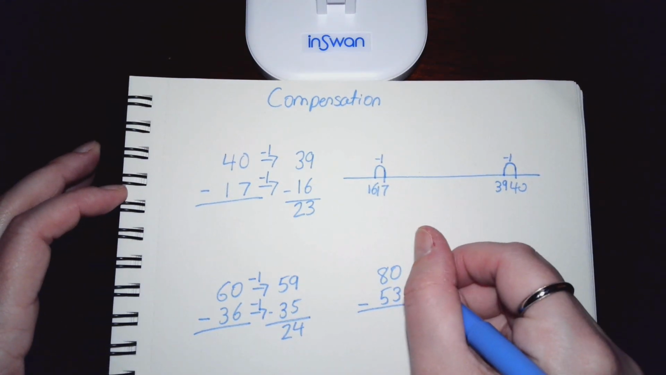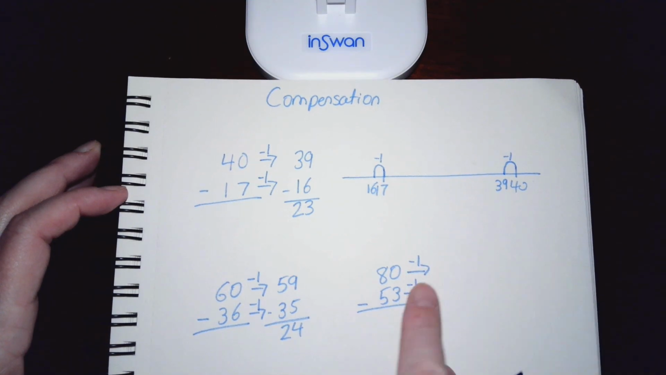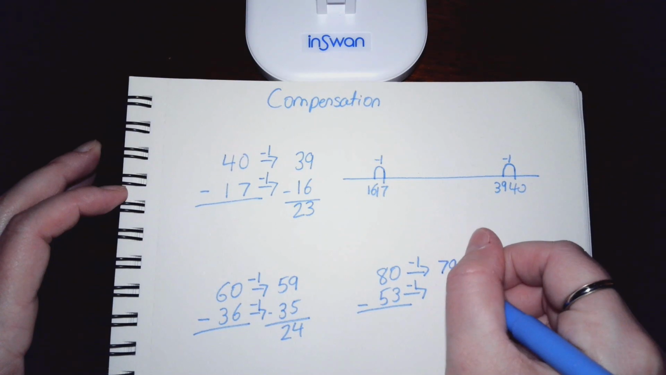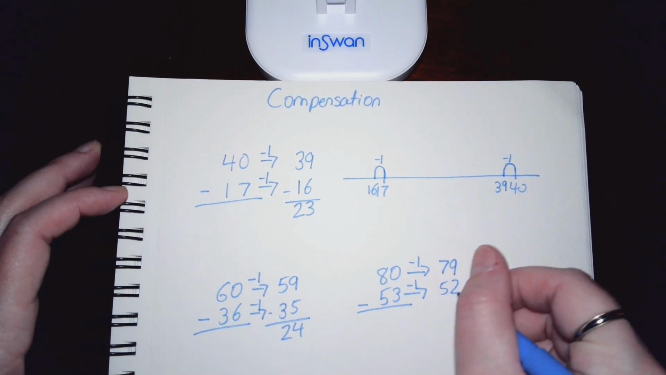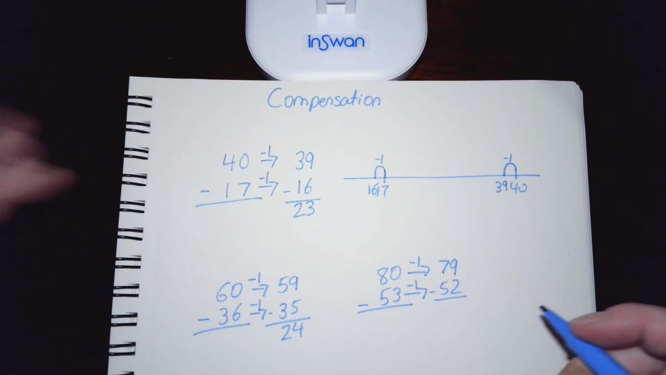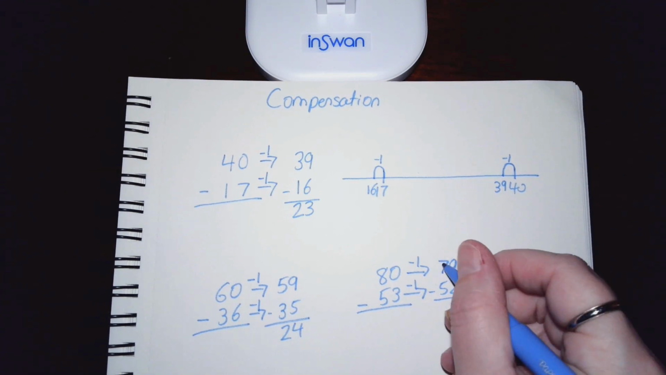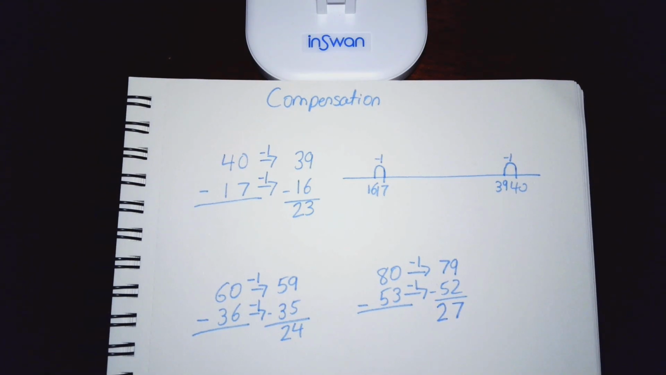Okay, so what you should have done is take 1 away from each. So if I go back 1 from 80, I'm at 79. And if I take 1 away from 53, I'm at 52. Now I can subtract without regrouping. 9 minus 2 is 7. 7 tens minus 5 tens is 2 tens. So my difference is 27. So that's how we use compensation when subtracting two-digit numbers.